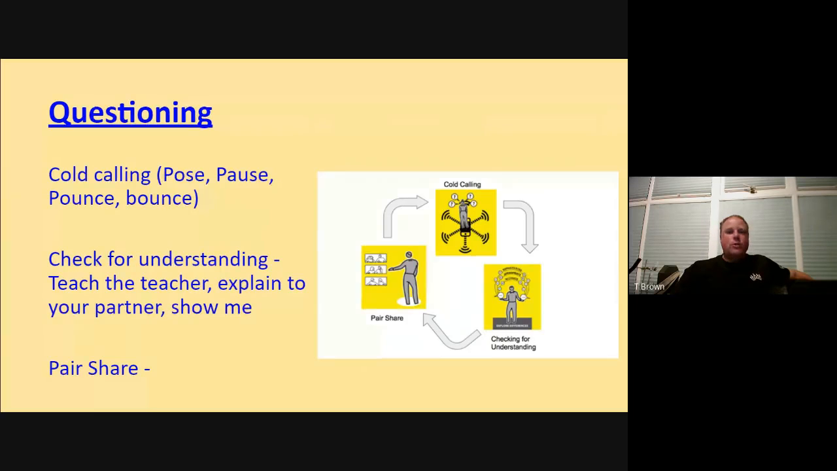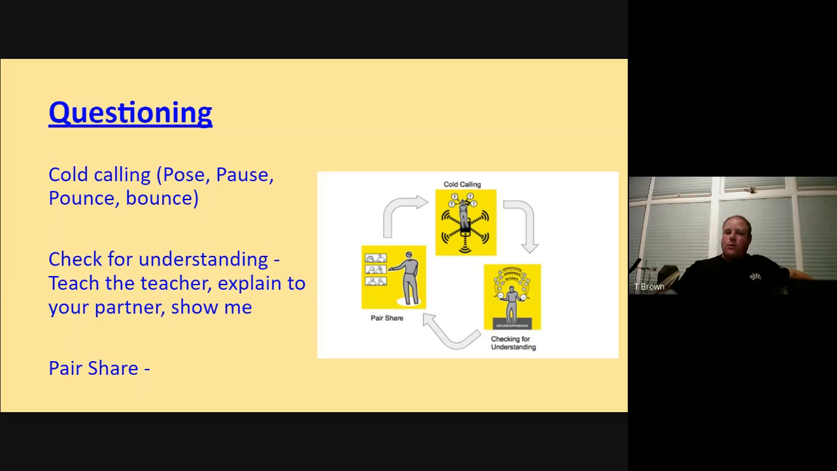Pose, pause, pounce, bounce. Ask the question. Get rid of the hands up. If we want to be inclusive in our lessons, we can't respond to those hands up in lessons. Ask the question, pose, wait. Don't take the first answer. Don't even look at that child whose hand is about to go through the ceiling, where they're jumping up and down, desperate to answer your question.